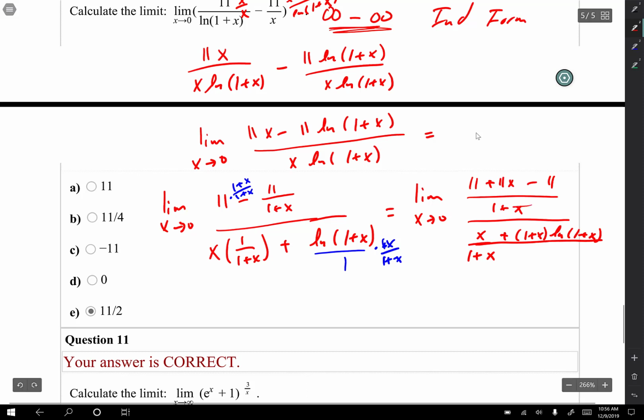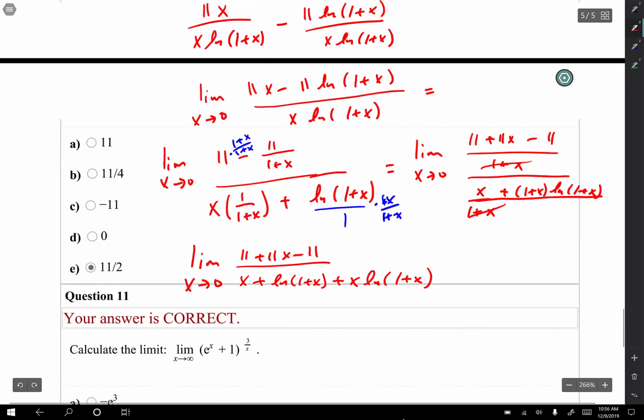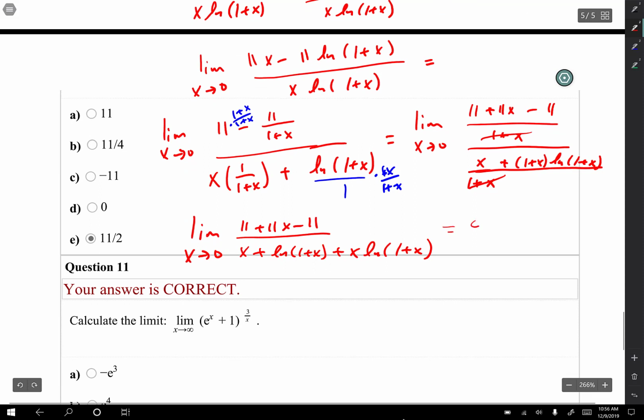So these cancel out. And notice, again, if I plug in a 0, it looks like I get 0 over 0 again. So let me rewrite it. Limit as x approaches 0, and I have 11 plus 11x minus 11, all over x, plus, I'm going to distribute this 11, plus 1 plus x, guys, plus 11, 1 plus x, plus x, 11, 1 plus x. Alright, so again, if I plug in a 0, I get 0 over 0, so I get to do it again.